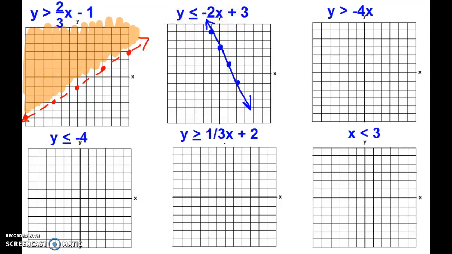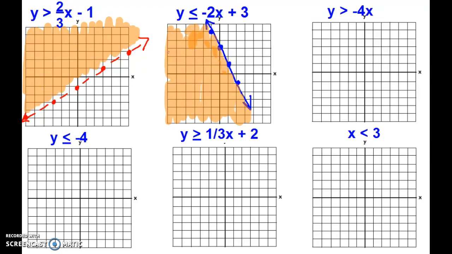Y is less than or equal to -2x plus 3. Well, less than will be below this line. Everything less than that will be beneath the line, so we shade on this side of the line. And anything on the line is a solution as well, since it's equal to.